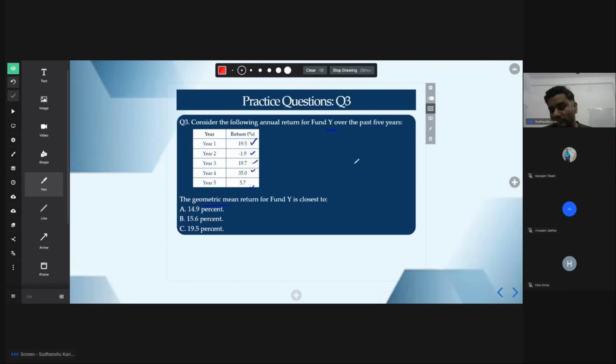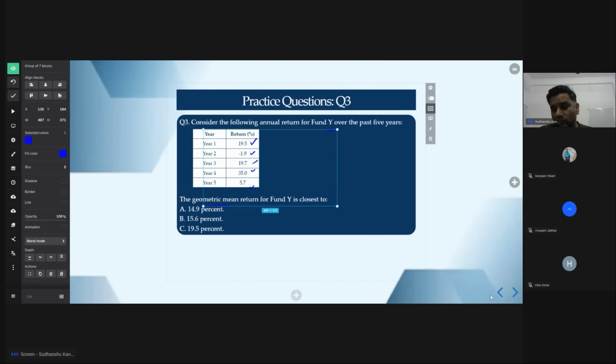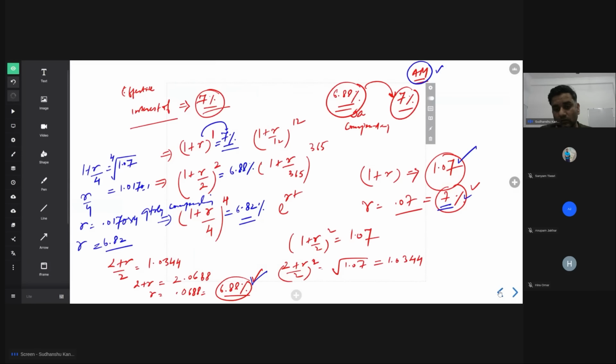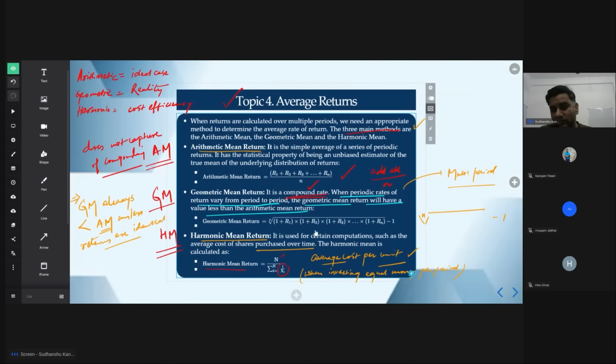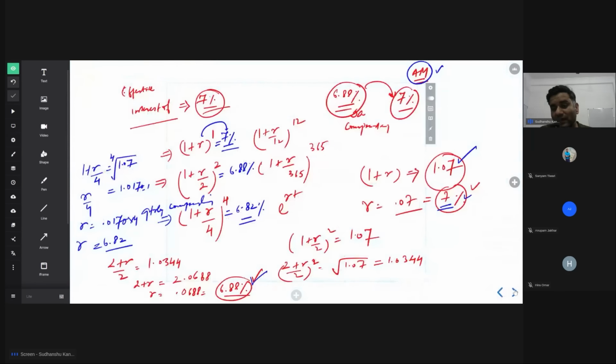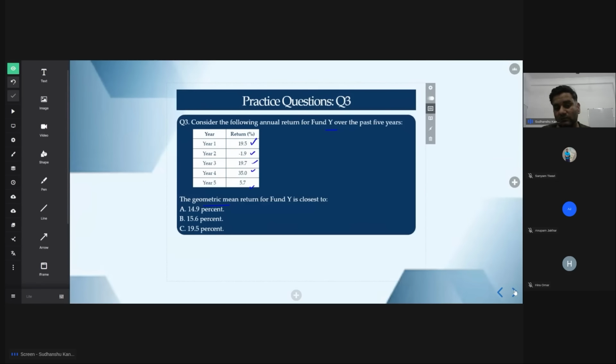For you guys, I'm taking you back to the formula so that you remember it. It is (1 plus r1)(1 plus r2)(1 plus r3) up to (1 plus rn), under the root, then take the root n and minus 1. So in this case, we will have root 5.